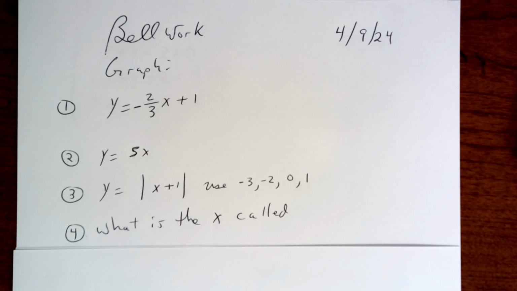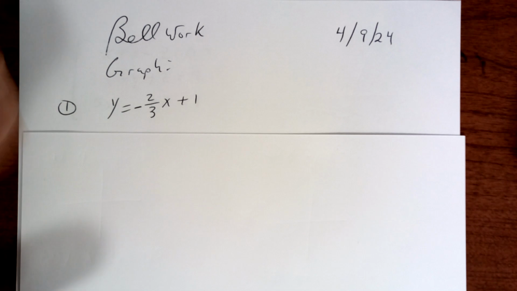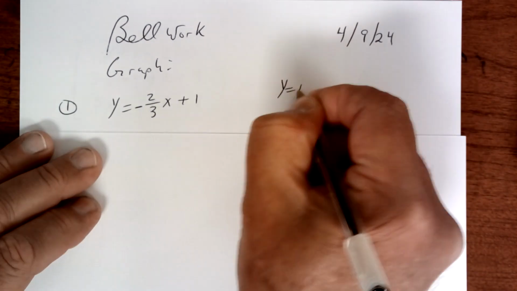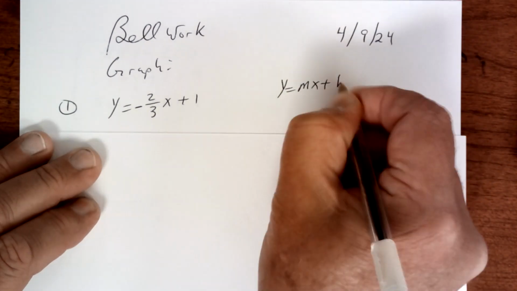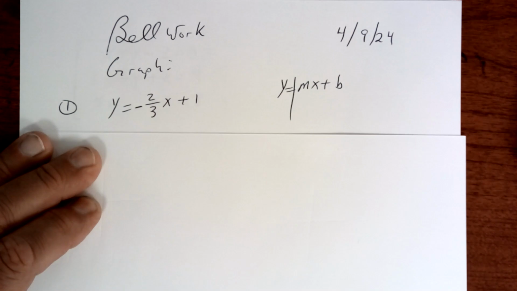Let's take a look at our work here. First of all, we're learning how to graph some lines. And there's an equation you need to know. It is y equals mx plus b. Say it to yourself 5 times.